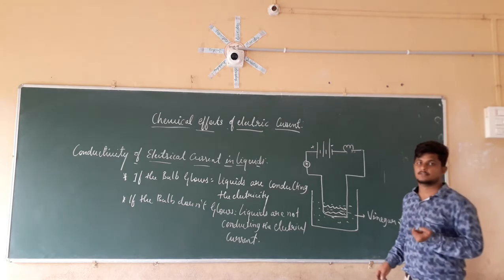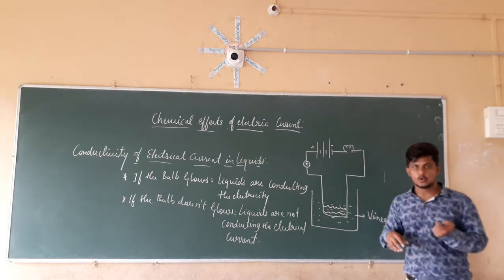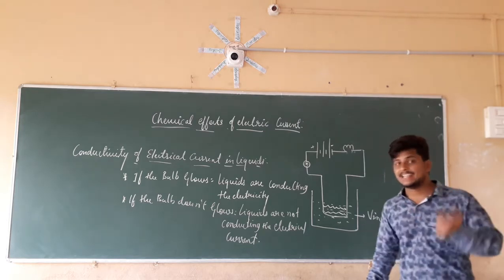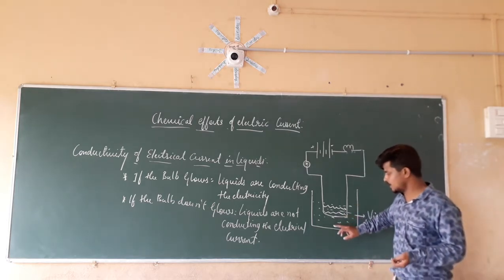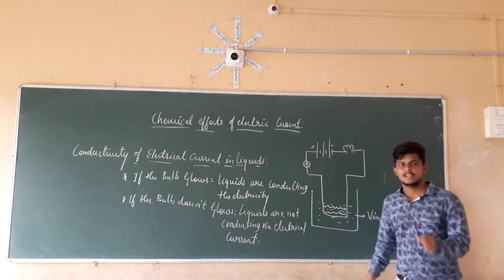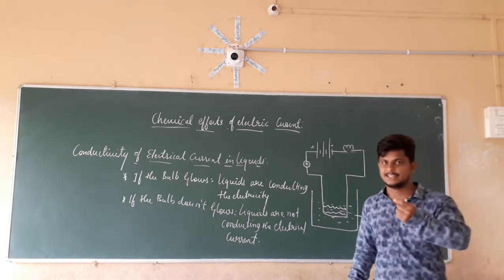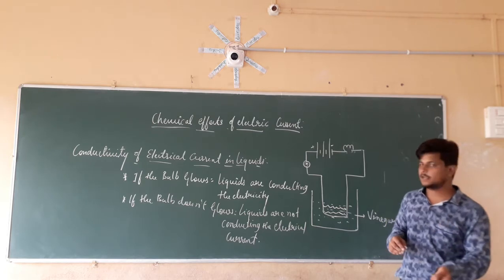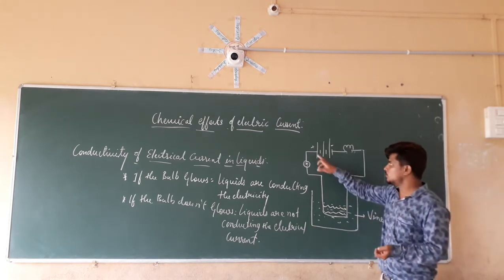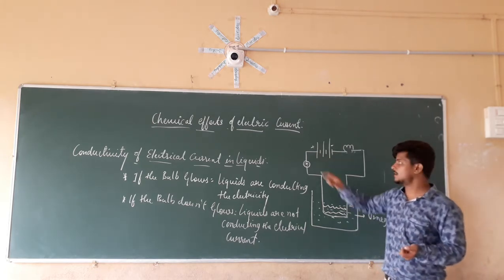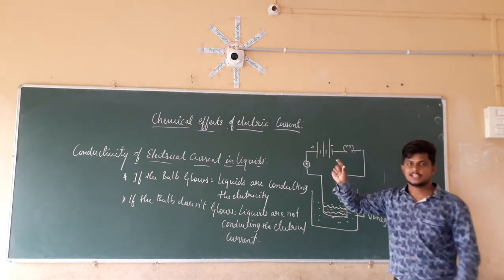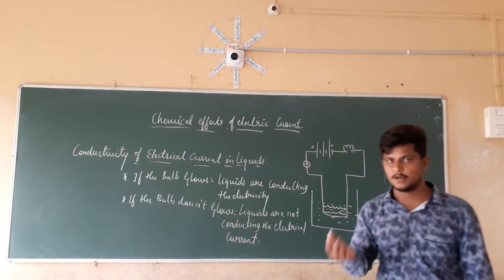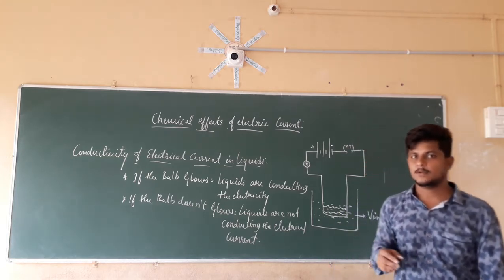Sometimes the bulb is not going to glow. Then we can say that whatever liquid is present here is not going to conduct the electricity. Why is the bulb not glowing? But sometimes, while checking, we have a loose connection at the point of this terminal, while connecting to the battery. Because of that, it becomes an open circuit, so there will be no glowing of the bulb.